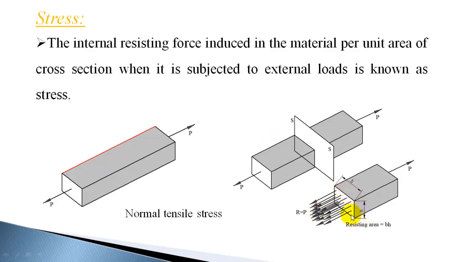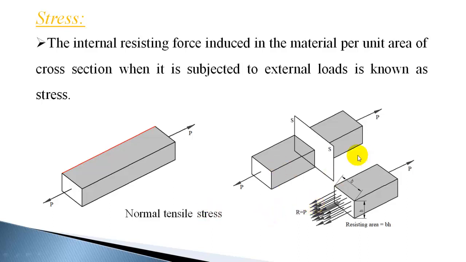100 mm square cross section is offering a resistance of 1000 Newton. The question is, what is the resistance offered by 1 mm square cross section? So it is 1000 by 100 or 10 Newton per mm square. So that is the amount of resistance offered by the material per unit area when it is subjected to external loading. So stress is internal resistance offered by a material per unit area when it is subjected to external loading.